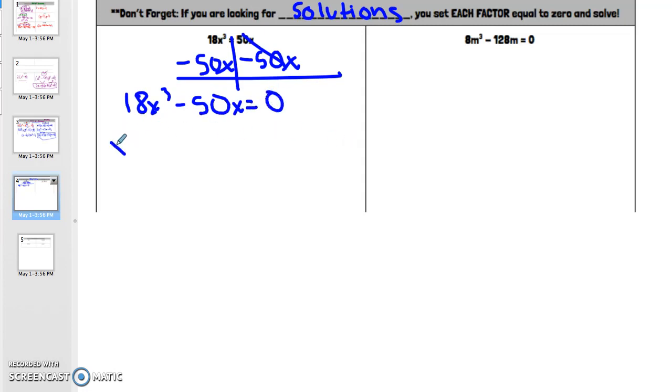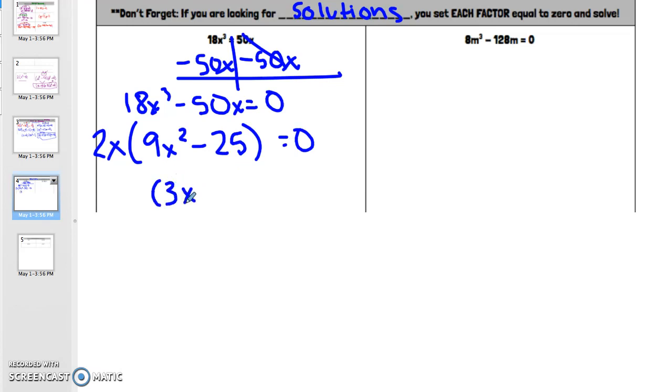I can pull out an x. I can also pull out a 2. And so I'm going to be left with 9x squared minus 25. And, oh, wow, once again, there's another difference of squares. So this will become 3x minus 5 and 3x plus 5. Hopefully you're starting to get the hang of these difference of squares. And you also have a factor of 2x.